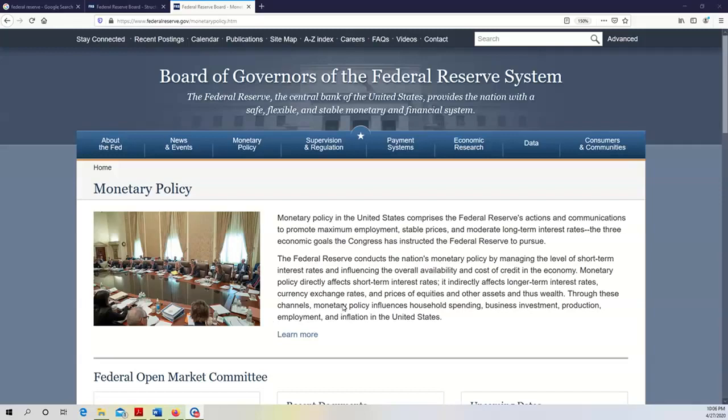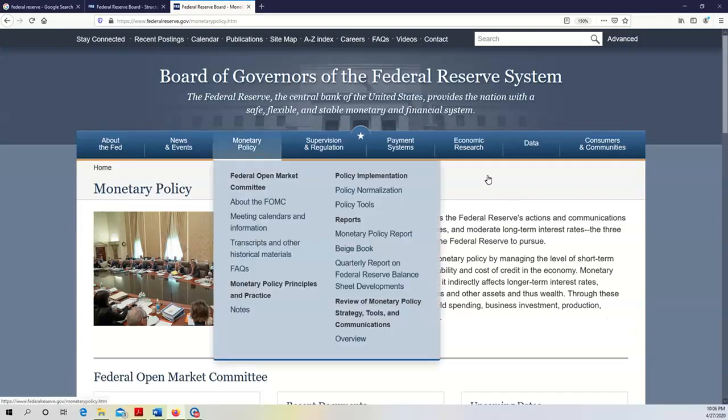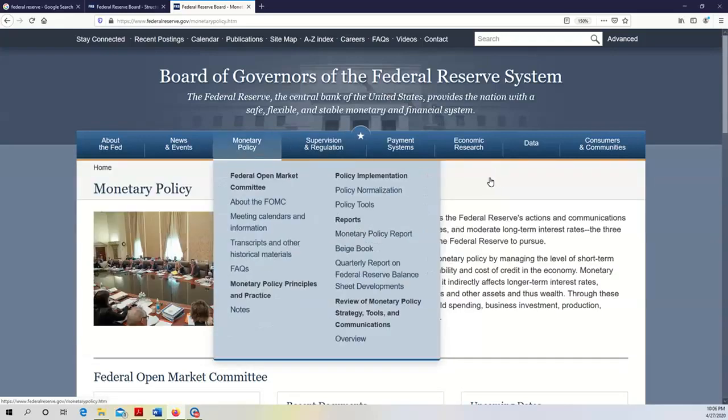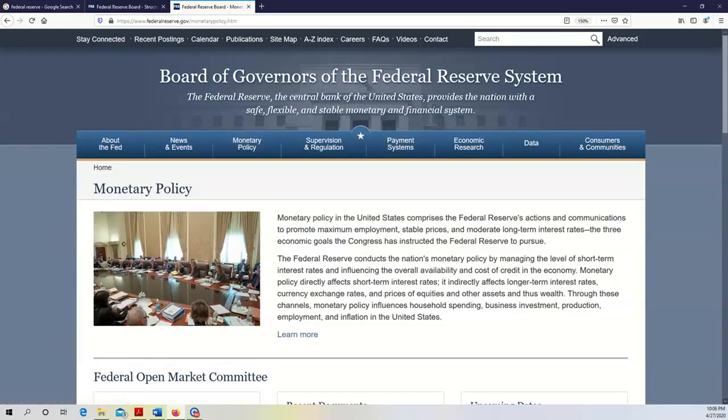Now I want to talk about the monetary policy tools used by the Federal Reserve System, which is the central bank of the United States. So here, on the homepage of the Board of Governors of the Federal Reserve System, I just clicked monetary policy. Monetary policy in the United States comprises the Federal Reserve's actions and communication to promote maximum employment, stable prices, and moderate long-term interest rates. Three economic goals the Congress has instructed the Federal Reserve to pursue.